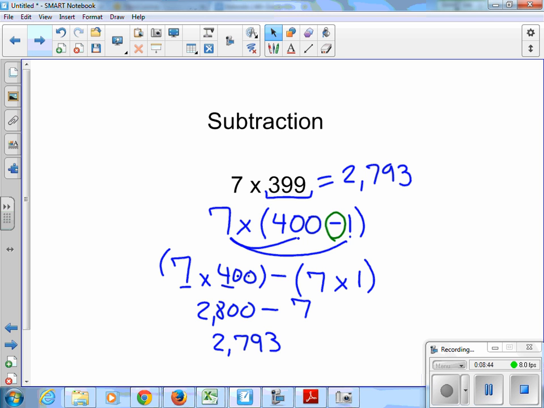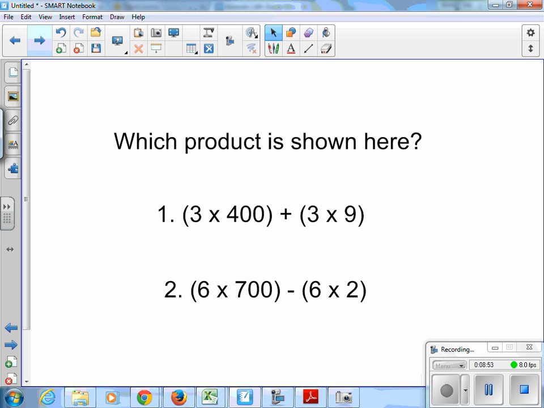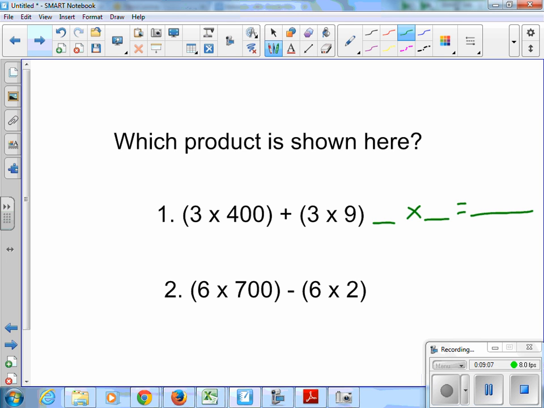If you don't understand very well, you can watch the video again. Don't you worry. The most important thing about these strategies is that you learn which one they're using. So for homework, I want you to tell me which product is shown here. Number 1, 3 times 400 plus 3 times 9. I want you to give me the factors that you think they're multiplying, and then I would like to know the product. And number 2, which two numbers could they be multiplying? And I want to know the product.